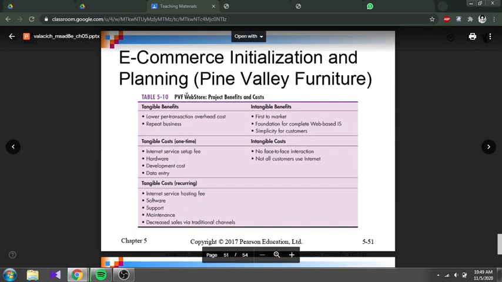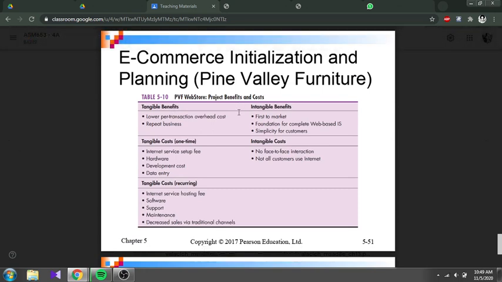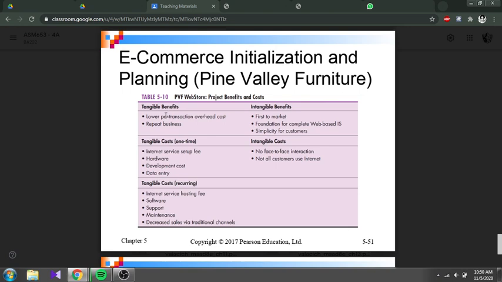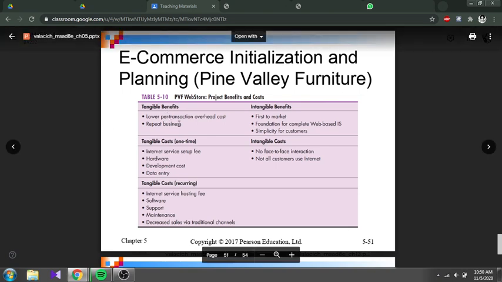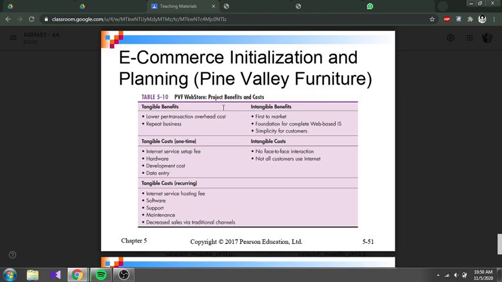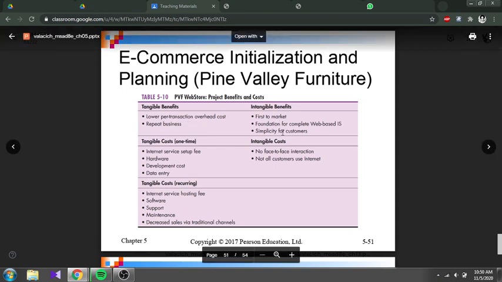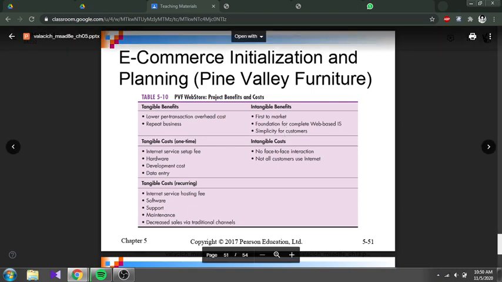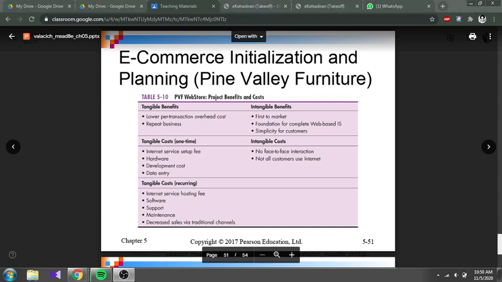Okay, this is an example of e-commerce initialization and planning for this Pine Valley Furniture. It has tangible and intangible benefits. A tangible benefit which you can see is repeat business, meaning repeat orders, repeat purchases by the customer. You can look at your sales records later on. Intangible, of course, you get to be first to the market.